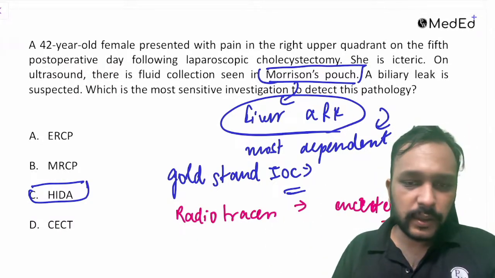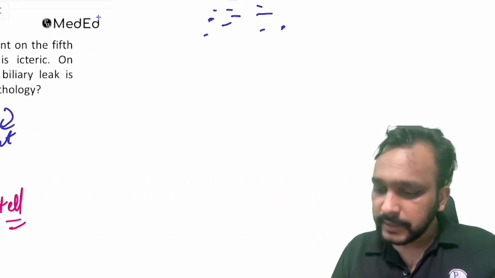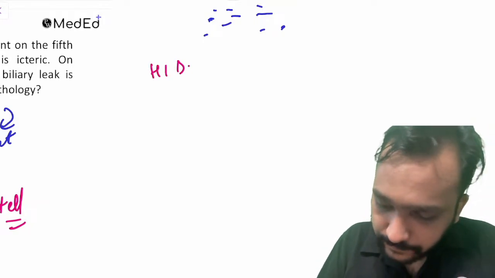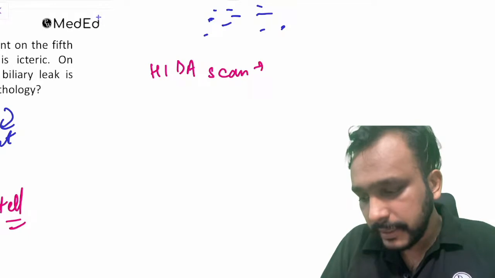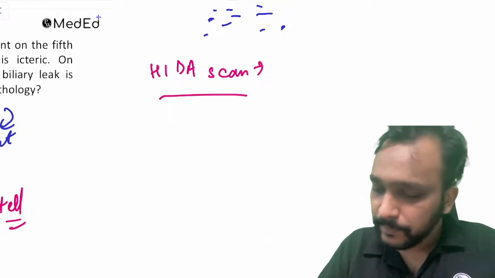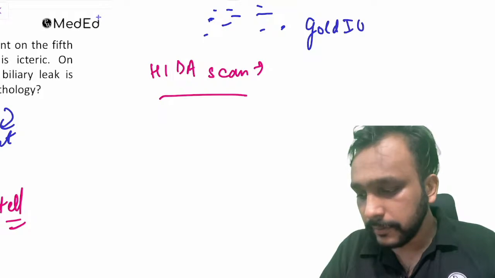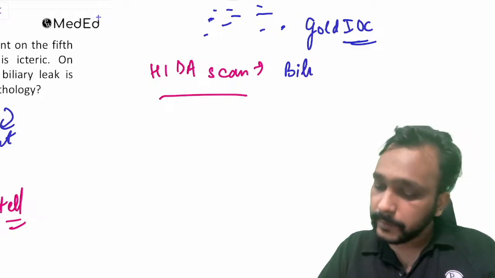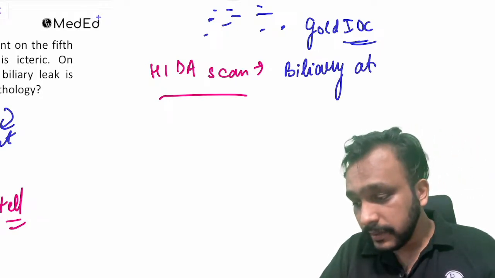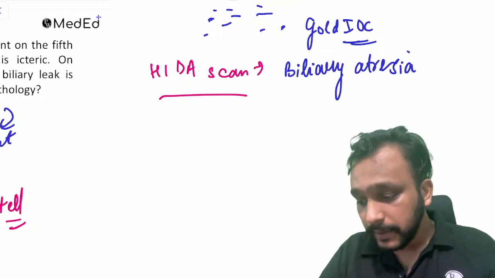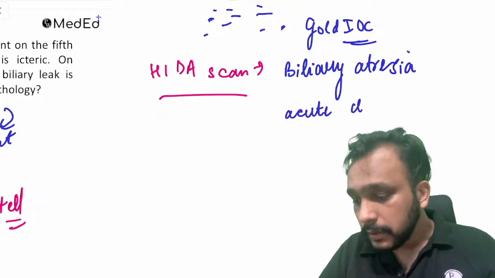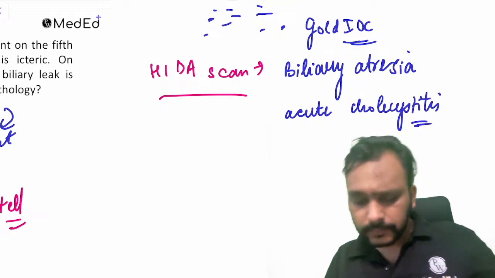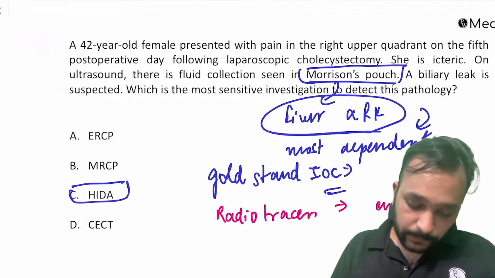So if I'm going to ask what are the other investigations where your HIDA scan will be the investigation of choice? Anyone? Other investigations where your HIDA scan will be the gold standard investigation of choice? Anyone? HIDA scan will be the investigation of choice in patients with biliary atresia, in patients with acute cholecystitis, right? And these are the two important indications.